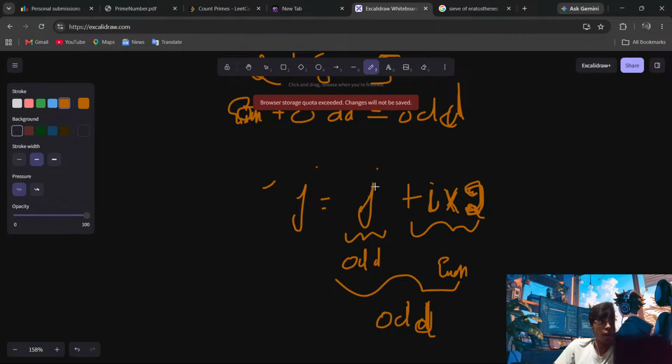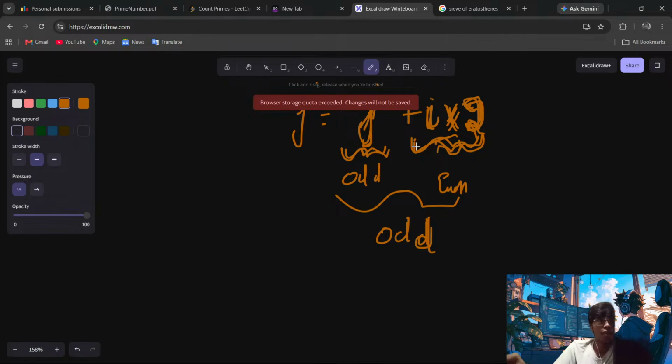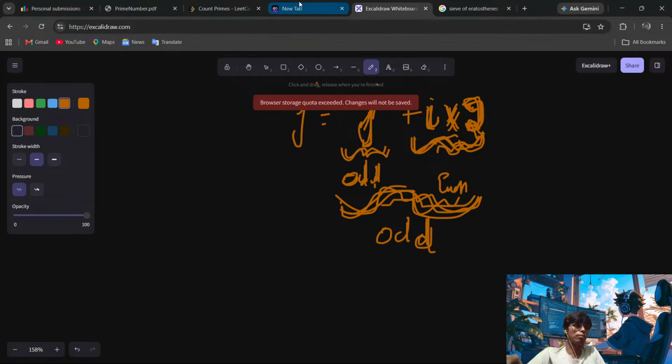Okay, so I know that j is an odd number. As I know, j is always odd, because even numbers are not prime numbers. So j will always be odd, though sometimes it may be even, or sometimes odd. If it sometimes becomes odd, I will multiply it by 2. After multiplying by 2, it will become even. And if I add odd to it, it will always give me the next odd number, because I only have to mark all the odd numbers that are not basically prime.